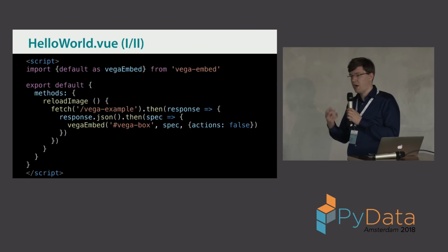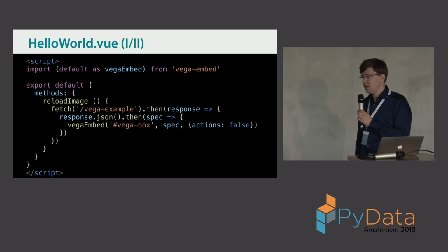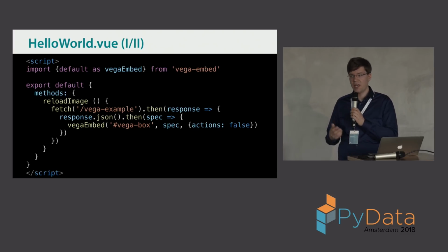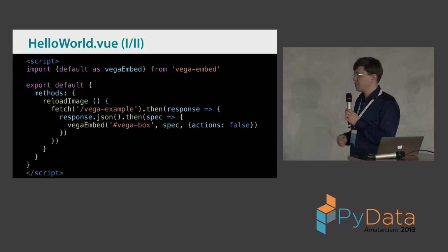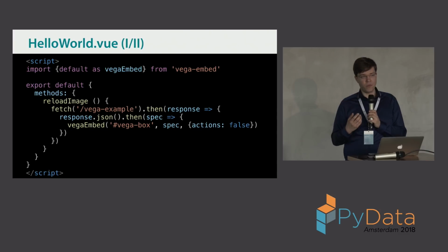The first one is a path to an HTML element. In my case, I called it Vega box. Then the Vega specification or the Vega Lite specification. In this case, it's Vega Lite, as in the normal case most plots you do with Altair are simple plots that can be rendered with Vega Lite.